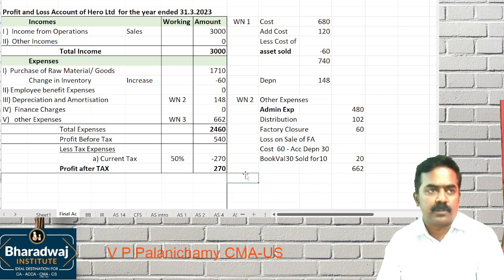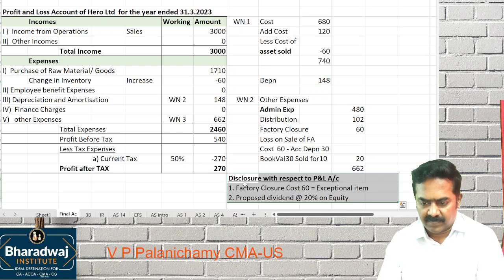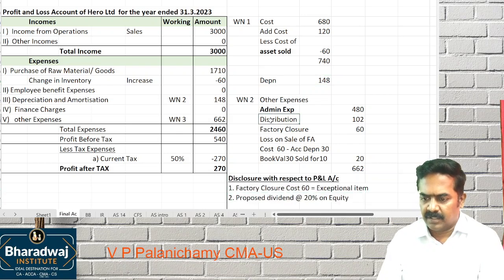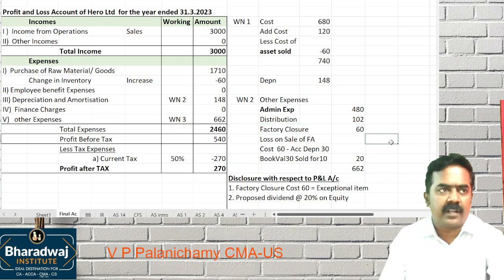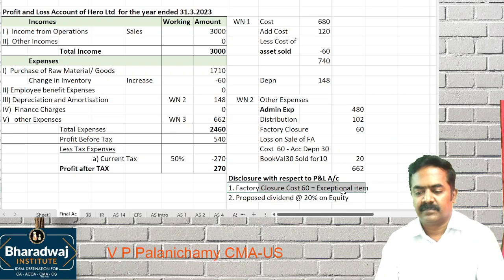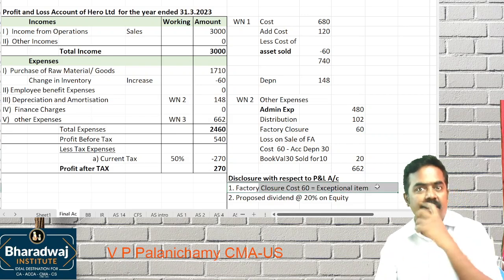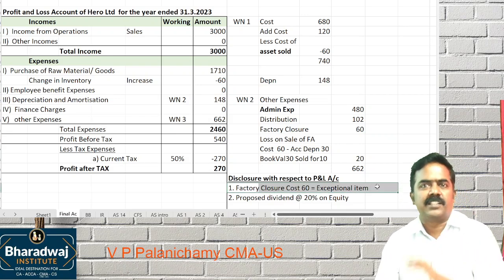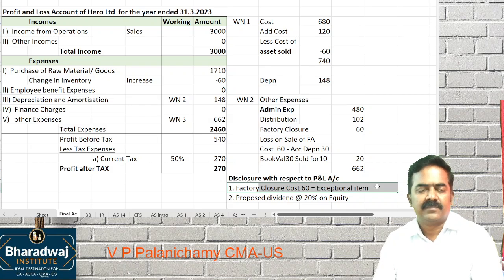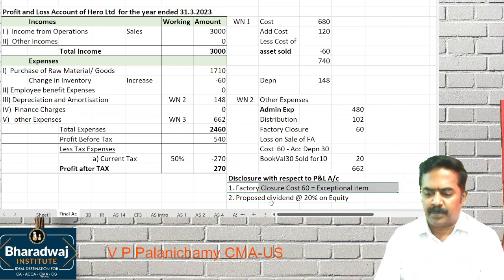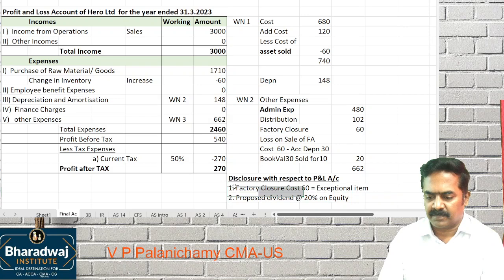And two important disclosures we have to make here. What are the two important disclosures? Factory closure cost. Closing a factory is an ordinary item or extraordinary item? Not an extraordinary item, it is an exceptional item. This you will learn in accounting standard, we will revise in accounting standard. What is an exceptional item? Related to business, but it will not happen in the normal course of business. Okay. Proposed dividend on equity, we require a disclosure. We can show it elsewhere after the balance sheet also.